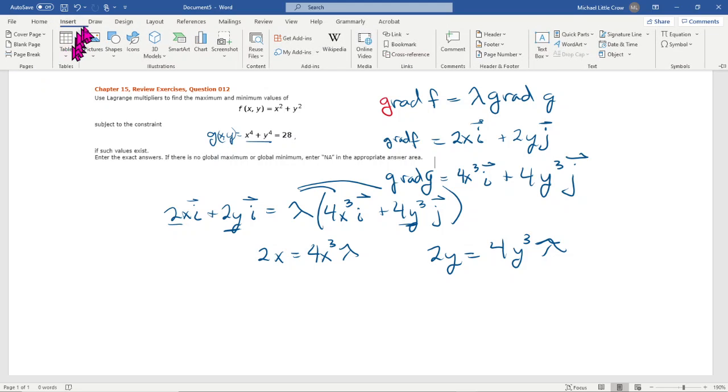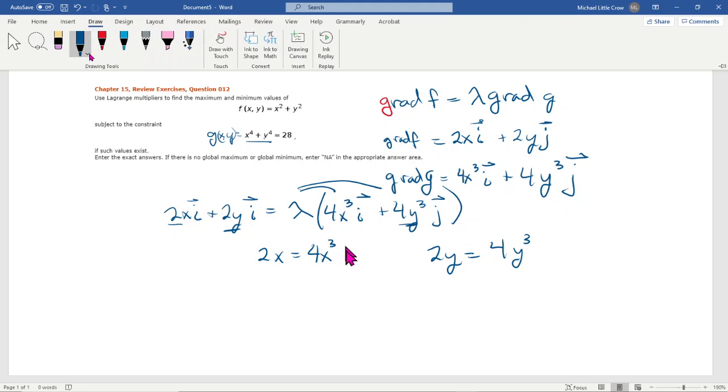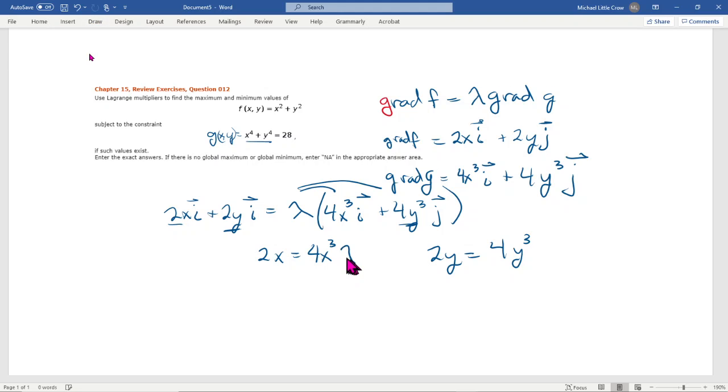Let me see if I can do a little bit better job on my lambdas. Let's see. I'll just do it carefully. There we go. There's, I guess, a little better.